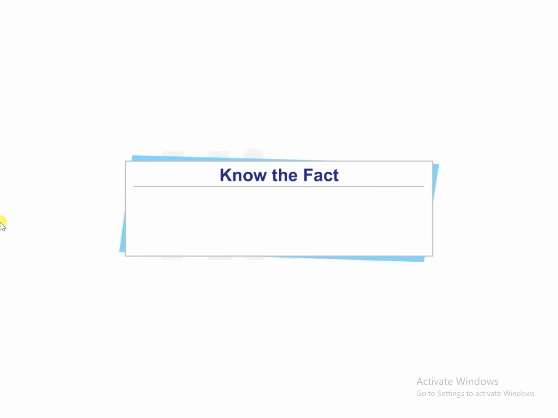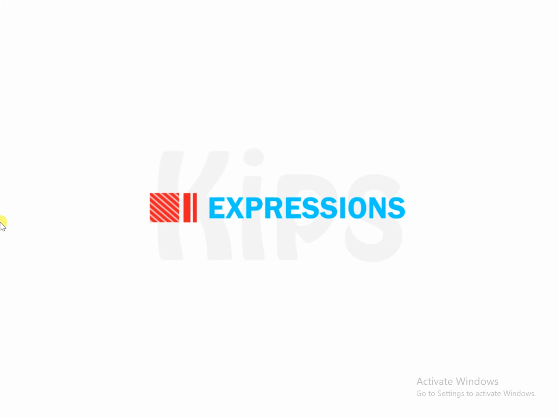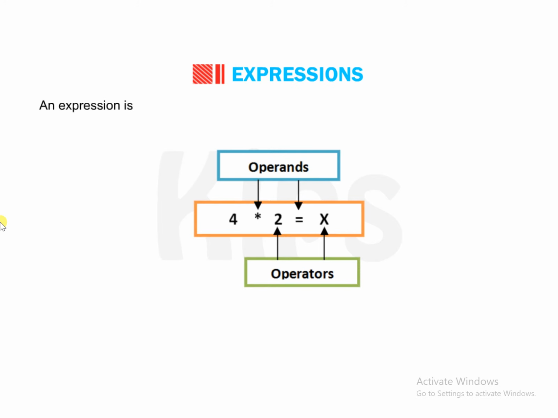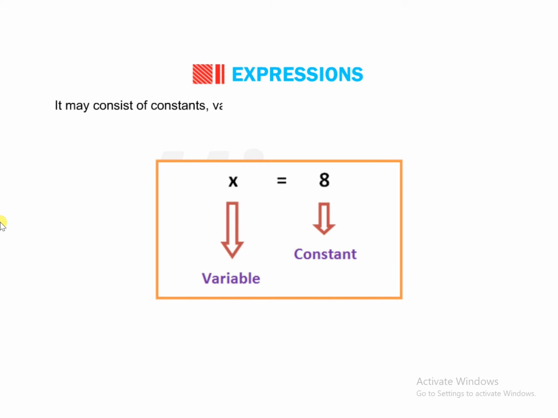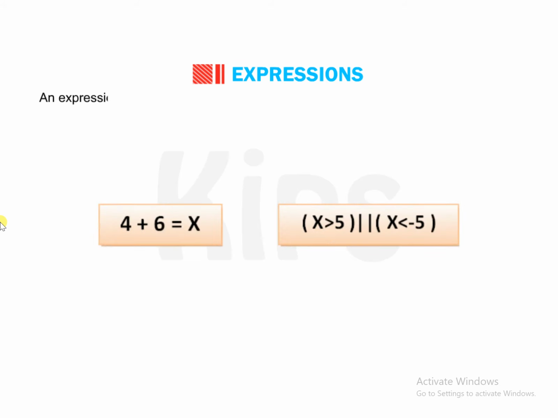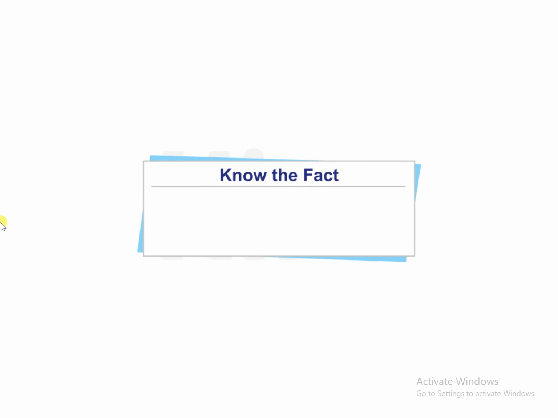Students, note the fact file. If the operators of the same precedence appear in an expression, then the leftmost among them will be evaluated first. Let us learn about expressions. An expression is composed of one or more operands and returns a value as a result. It may consist of constants, variables, functions, return values and operators. An expression can be mathematical, relational or logical, or it could be a compound expression depending upon the result it produces. Time for fact file.